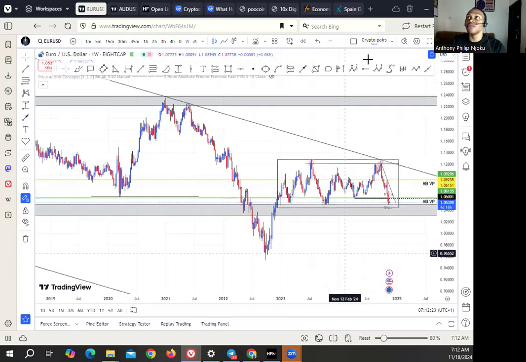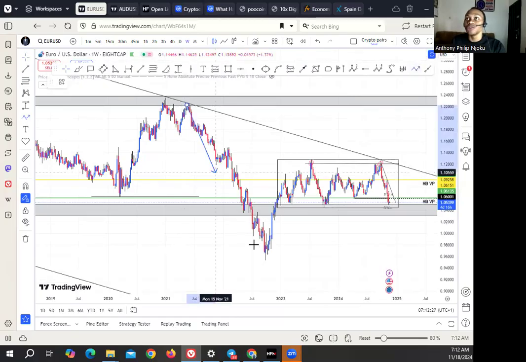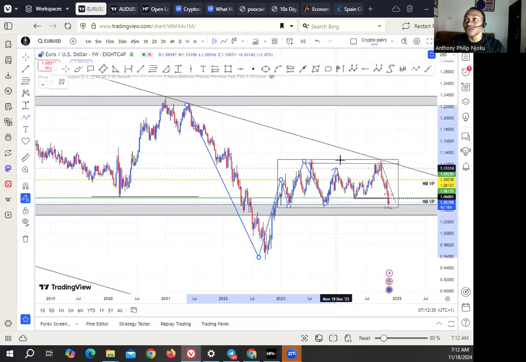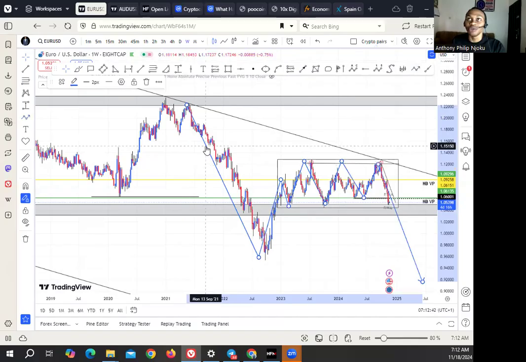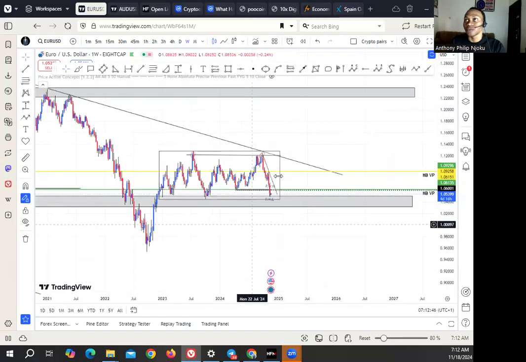And remember, this is more like a distribution, manipulation, and accumulation phase. So after this accumulation, we should expect another distribution, which is going to be similar to this particular distribution over here in the past. So let's see how that goes.